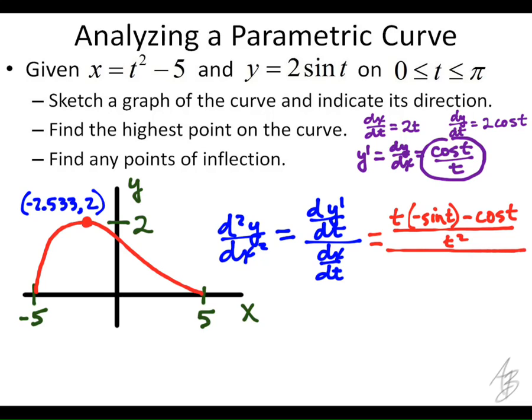And then we have to divide that by dx dt. We already know what dx dt is. What is that? 2t. I can simplify this. This is a complex fraction. So what I would do is put the 2t down here with the t squared and make that what? 2t cubed. So I'm just going to do that right now.